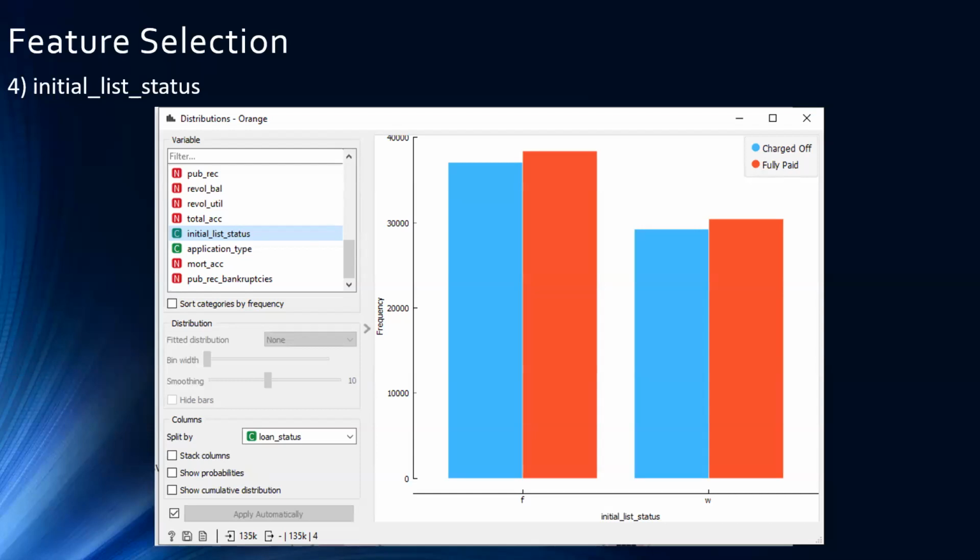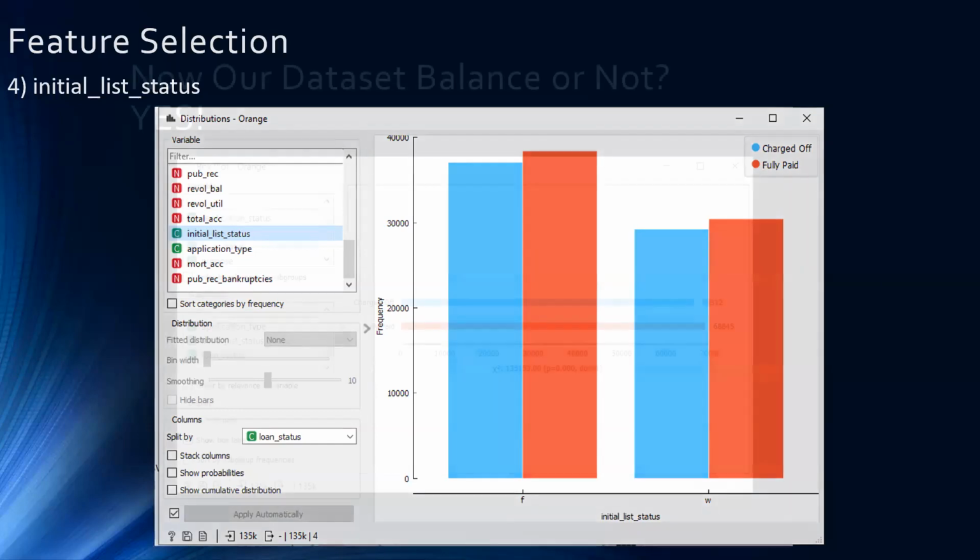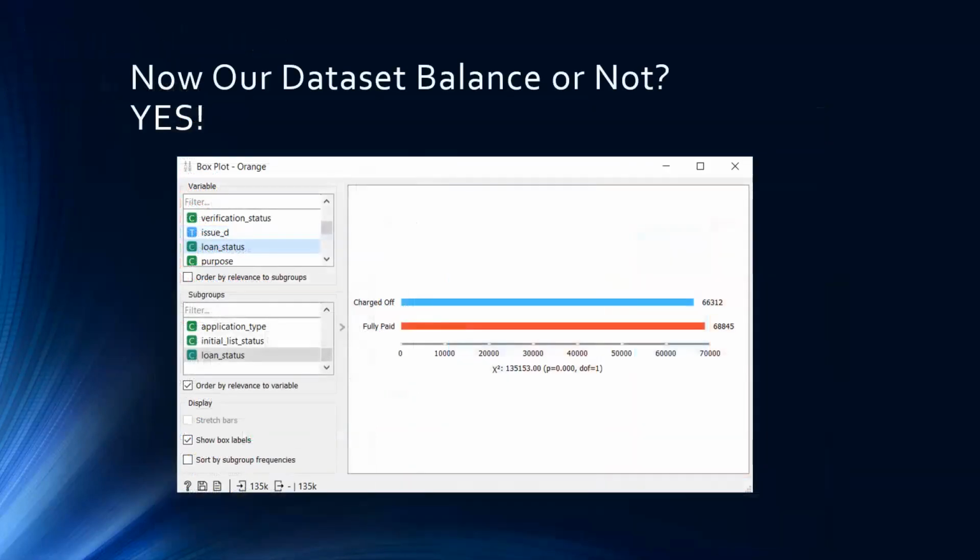Next, my friend Bilge will continue with her stage. Thank you. Hi, my name is Bilge. Today I'm going to show you some important features by visualizing. As Bayram explained, given historical data on loans given out with information on whether or not the borrower defaulted, charged off.